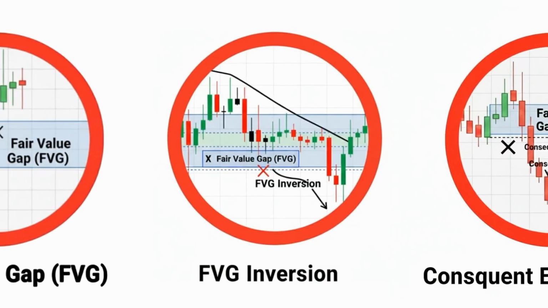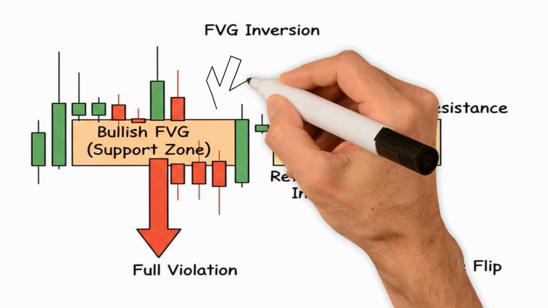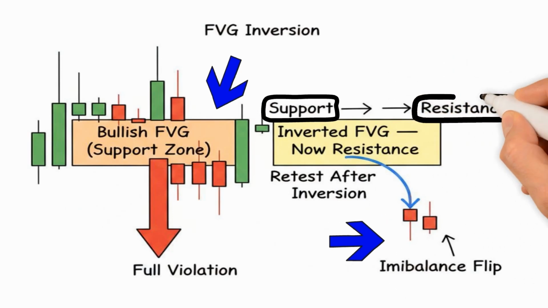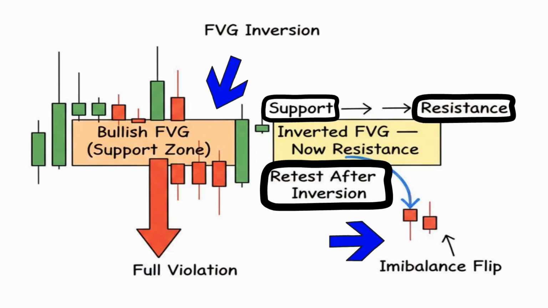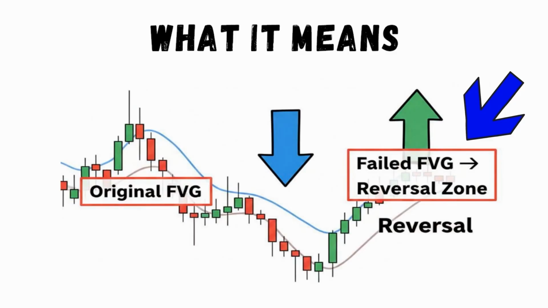FVG inversion. Sometimes price disrespects a fair value gap and trades completely through it. When this happens, the FVG can reverse its role. Support becomes resistance or vice versa. This is called an FVG inversion. What it means: a failed FVG often becomes a strong reversal zone in the opposite direction.